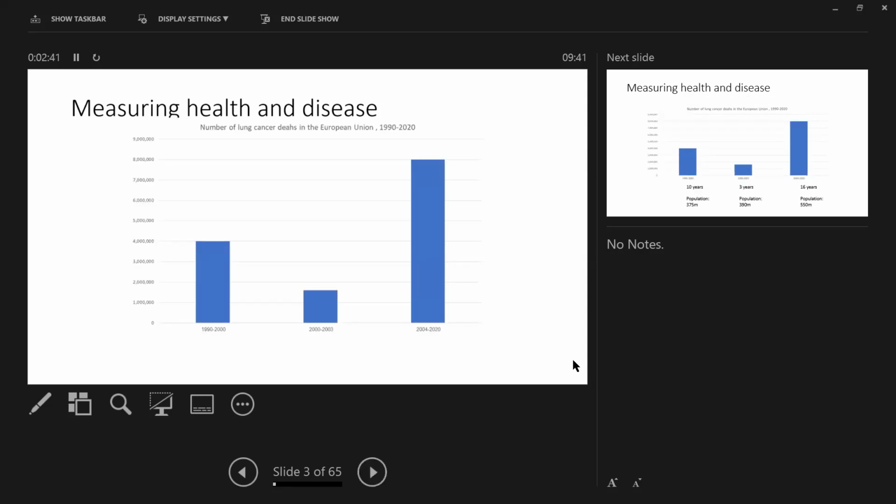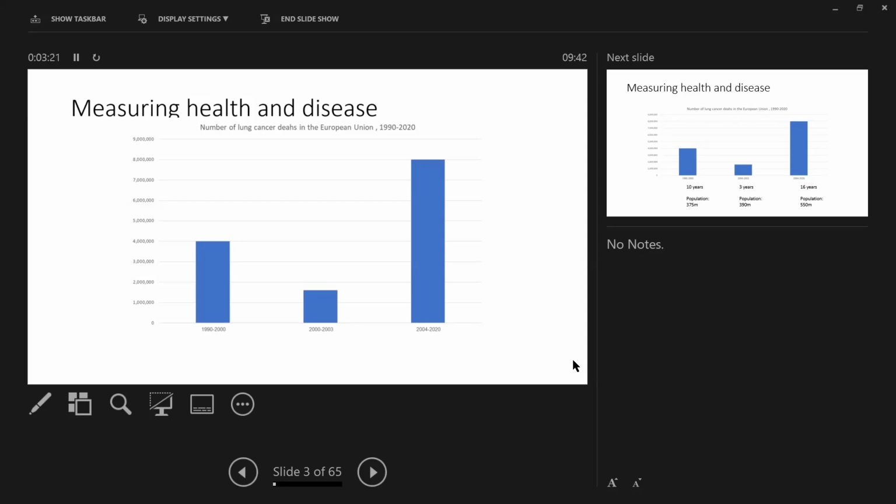This is a bit of an exaggerated example to illustrate this. This is the number of deaths from lung cancer in the European Union between 1990 and 2020. Okay, it's not real data, I made it up. So you can see 3 time periods, and if you're not careful, you will say, oh, in the late 1990s, there were 4 million deaths in the European Union, then it decreased, and then there was a large increase in the number of deaths, okay? However, there are quite a few issues there. Can anyone point them out?